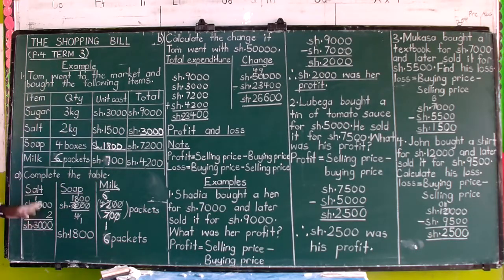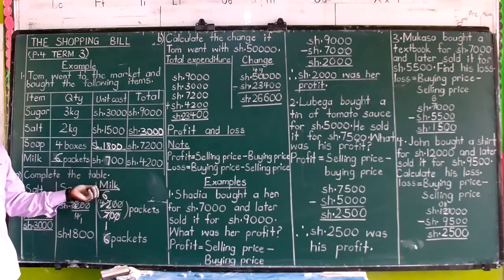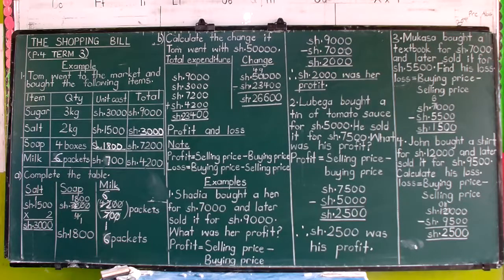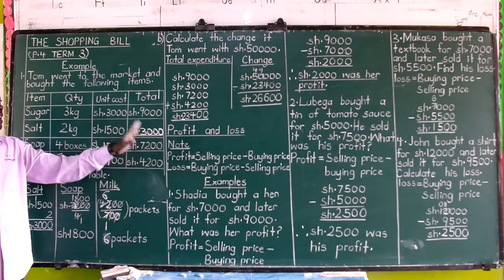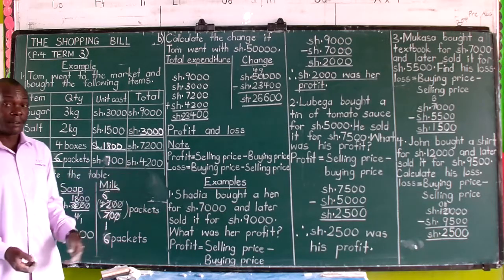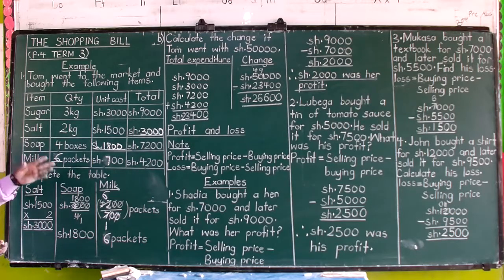So at our level, we don't need the remainders. So we go 6 times 700 to get 4,200 shillings. So we divide the amount by unit cost to get the quantity. So how many packets of milk were bought? 6 packets, each at 700 shillings, thereby paying 4,200 shillings for the same item, milk. So in so doing, you will have fully completed the table.